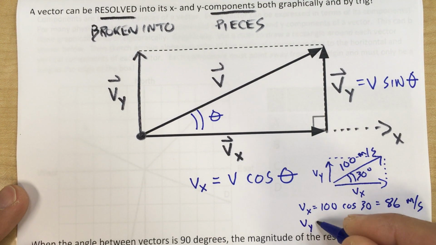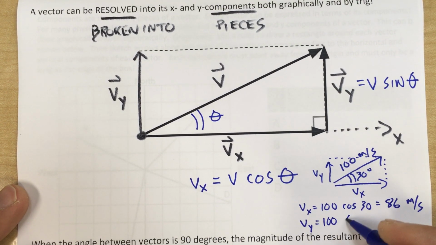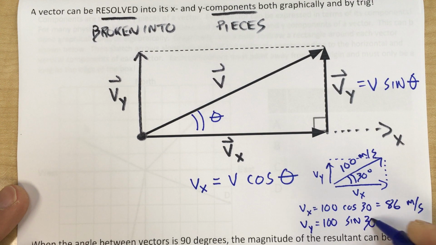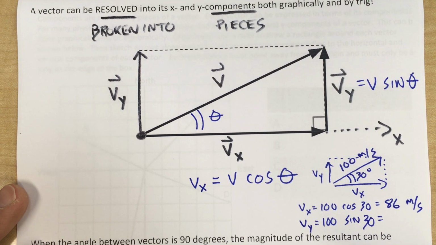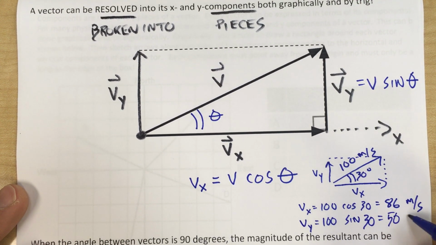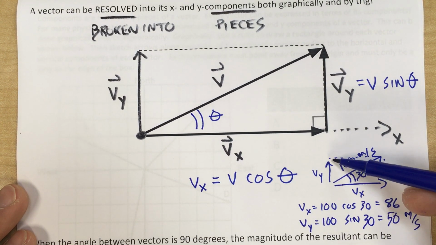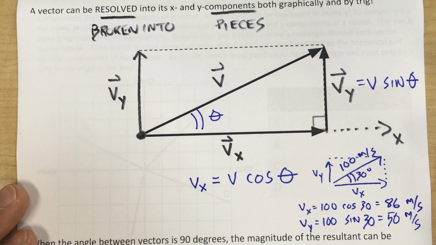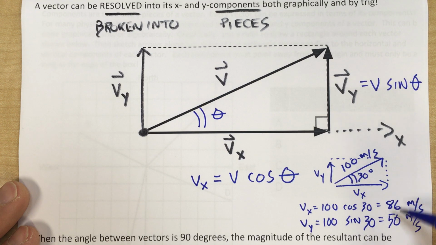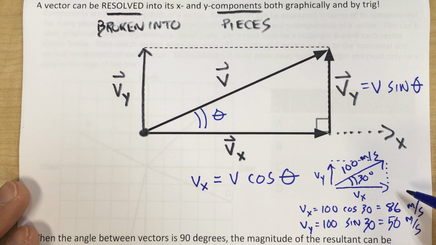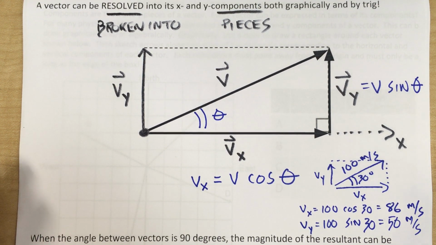The y component would be 100 times the sine of 30. Of course, the sine of 30 is a half, so this would be 50 meters per second. So that means that this airplane would be going vertically upwards at 50 meters per second. And so these components have a meaning, and they're telling you how fast is the velocity horizontally, and what is the velocity vertically.